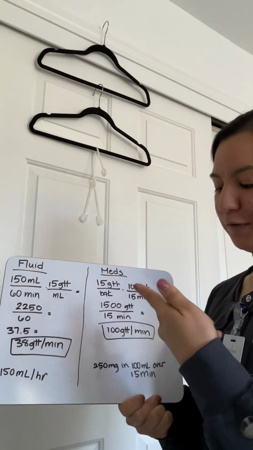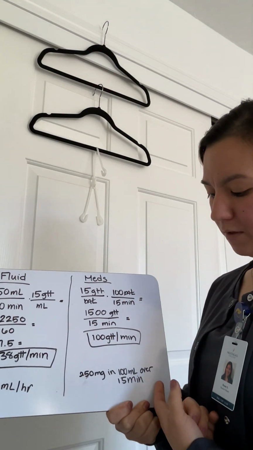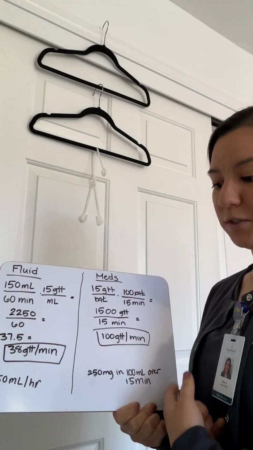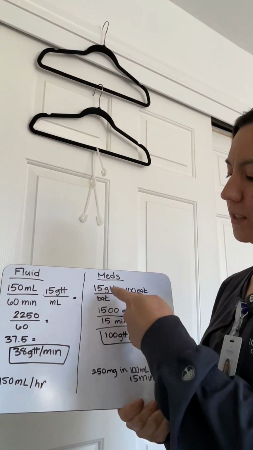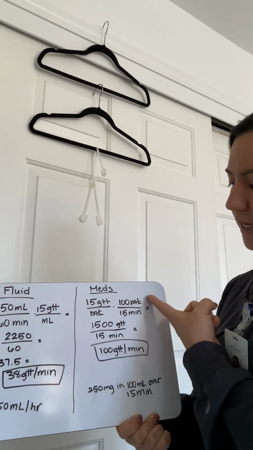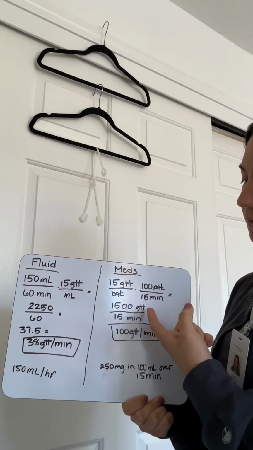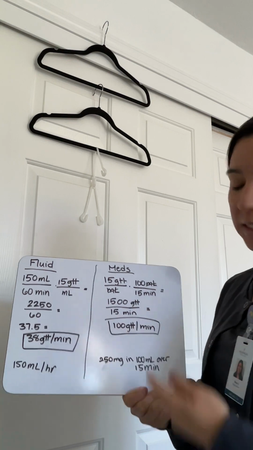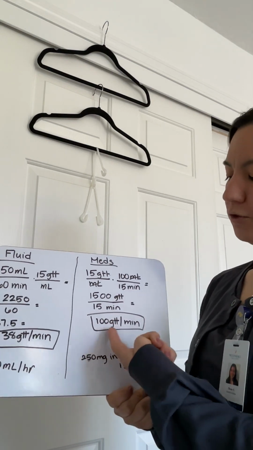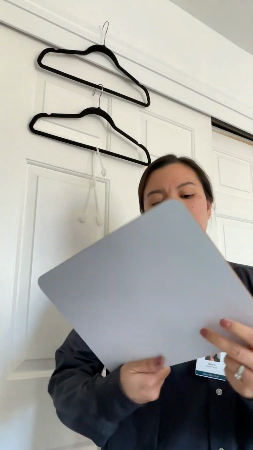Medications, we're going to have 250 milligrams of amoxicillin in 100 ml of normal saline over 15 minutes. So we're going to do the 15 drops over mLs again times the 100 mLs over 15 minutes, which would give us 1,500 drops over 15 minutes, which would make us have 100 drops per minute for the piggyback IV medication. All right, so these are the ones we're going to be using.